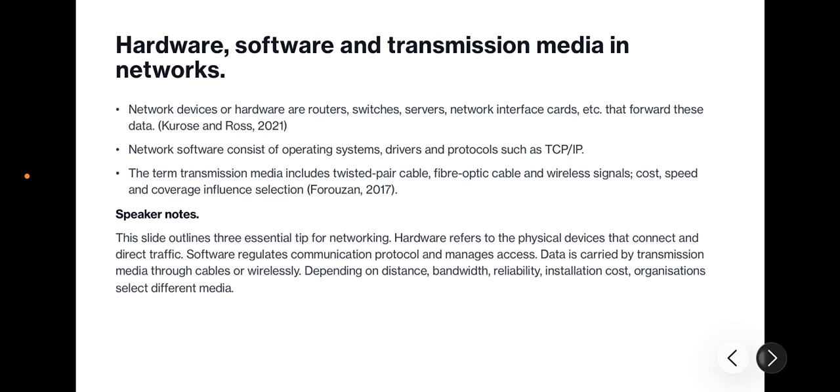This slide outlines three essential components of networking. Hardware refers to the physical devices that connect and direct traffic. Software regulates communication protocols and manages access. Data is carried by transmission media through cables or wirelessly, depending on distance, bandwidth, reliability, and installation cost. Organizations select different media.